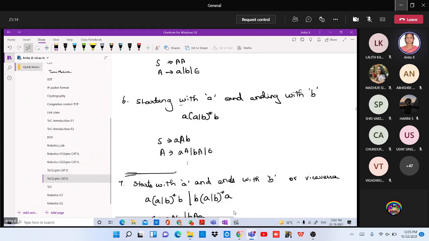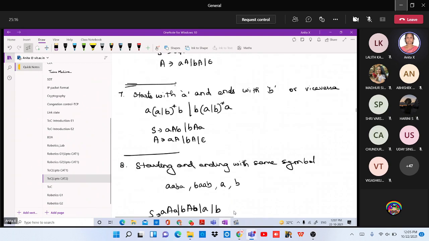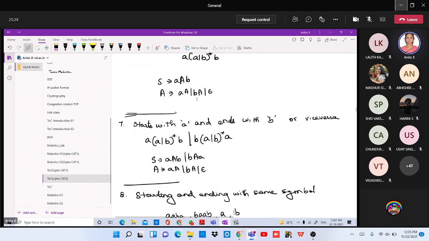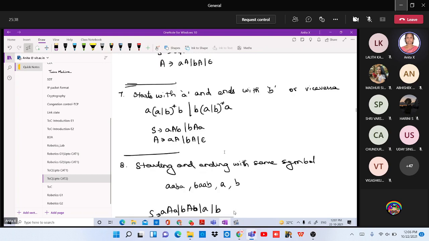Next is starts with A and ends with B, or vice versa. Here, yes, the same thing. The additional thing is that I can take even vice versa as well. If it starts with B, I should end with A. The same thing, we have introduced B, A. So only a simple modification, that's it.